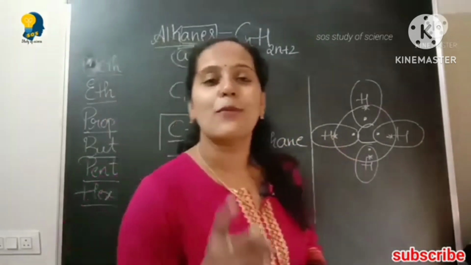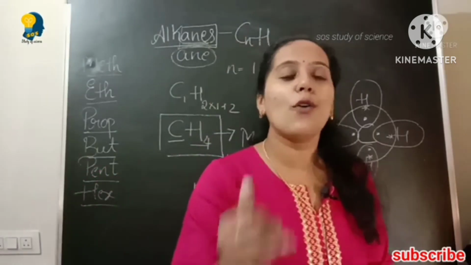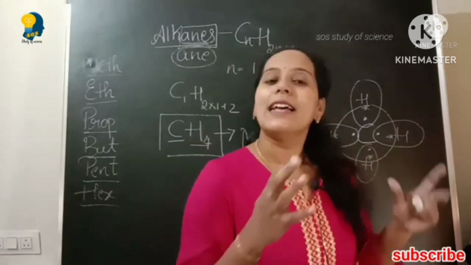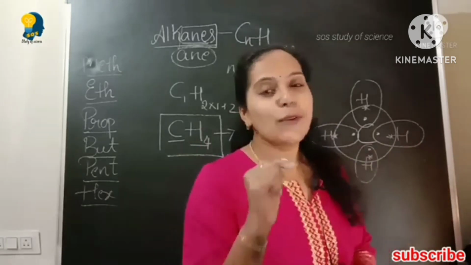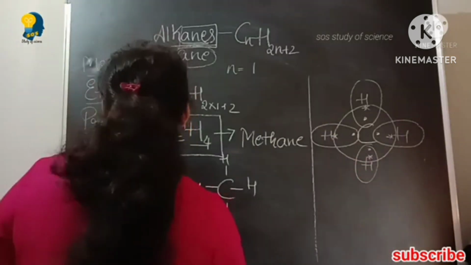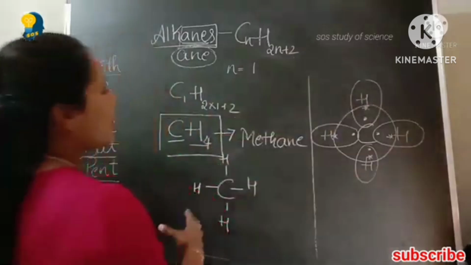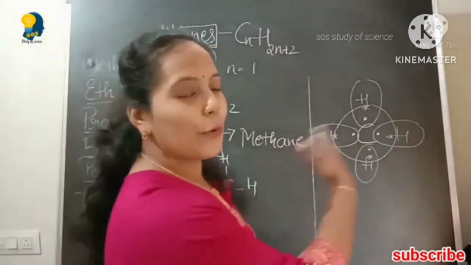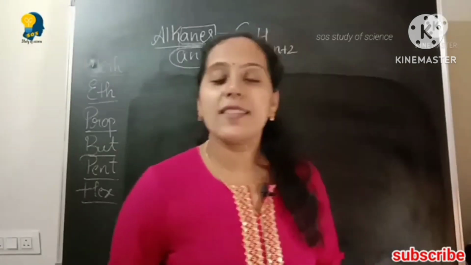The first member of the alkane is methane. I'm going to teach you the first 4 members of the saturated and unsaturated hydrocarbons. The 5th and 6th members, you try it yourself. Definitely you are going to get it. Now let me teach you the next member of the alkane. I hope you're clear with this. If you're not clear, once again I'm going to teach you the second member. Definitely you can understand.